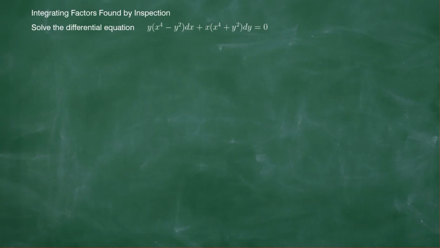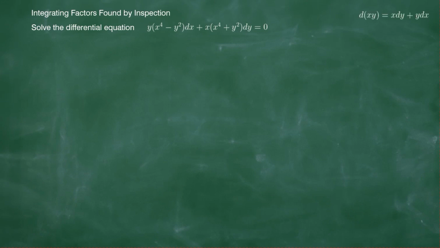Integrating factors found by inspection. Solve the differential equation y times the quantity x to the fourth minus y squared dx plus x times the quantity x to the fourth plus y squared dy equals 0. So in this method, we need to recall the four most common differentials.